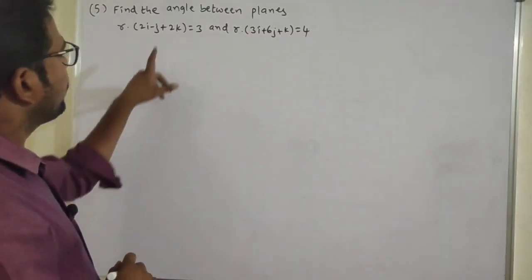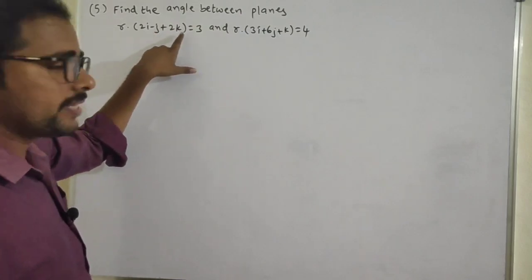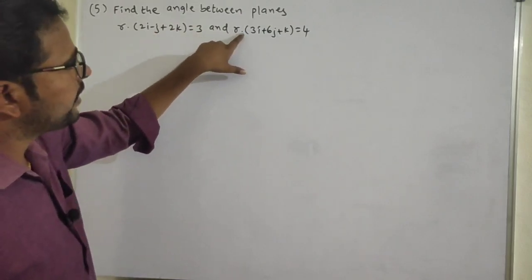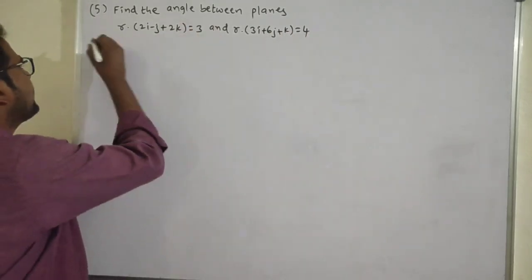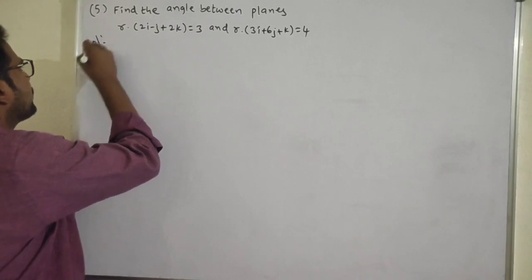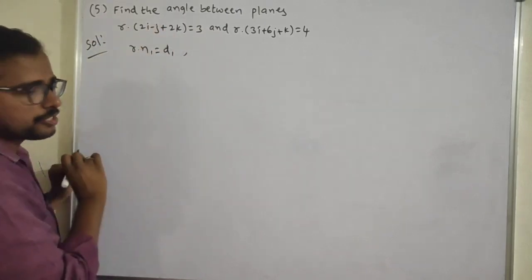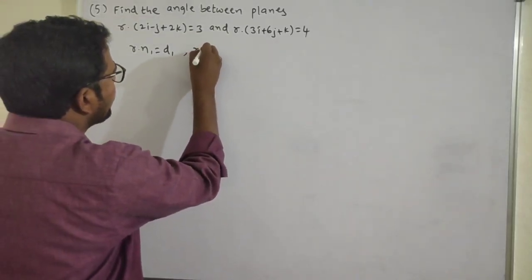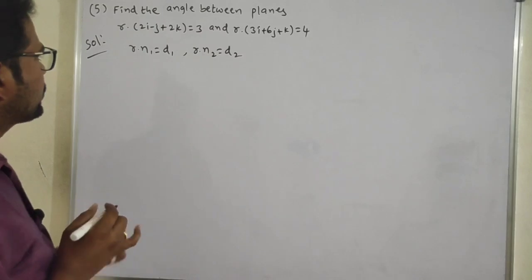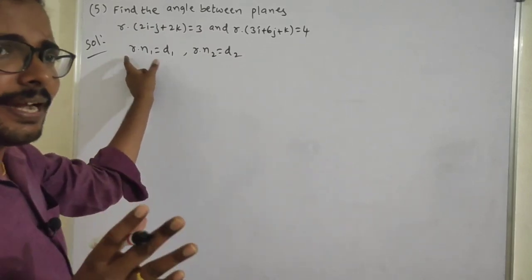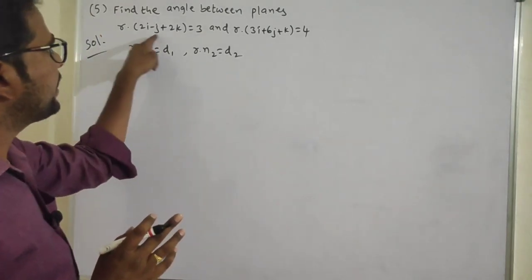Now the fifth question. Find the angle between the planes r dot 2i minus j plus 2k is equal to 3 and r dot 3i plus 6j plus k is equal to 4. Here two planes are given. The first plane is in the form r dot n1 is equal to d1, and the second plane is in the form r dot n2 is equal to d2. So the angle between two planes is nothing but the angle between two normals. Normals means n1 and n2.